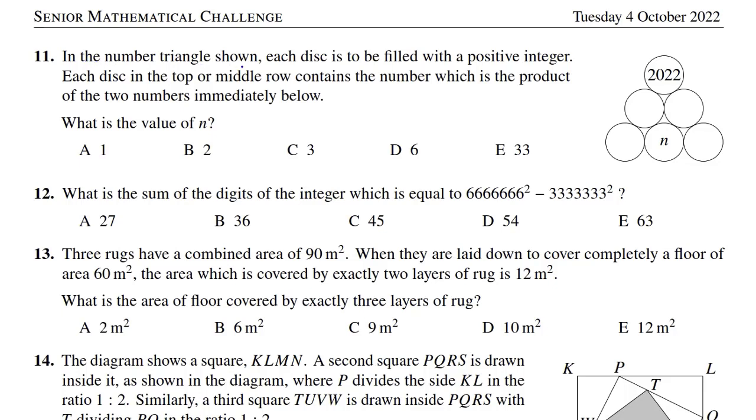In the number triangle shown, each disk is to be filled with a positive integer. Each disk in the top or middle row contains the number which is the product of the two numbers immediately below. What is the value of n?